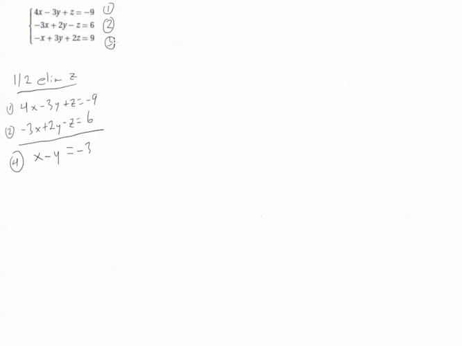Now I need to get the third equation for my system into the mix somewhere. So since my z is already negative here and it's a positive here, let's use 2 and 3. So I'll go 2 and 3, and we'll eliminate the same variable. We'll eliminate z. Equation 2 is negative 3x plus 2y minus z equals 6. And equation 3 is negative x plus 3y plus 2z equals 9.